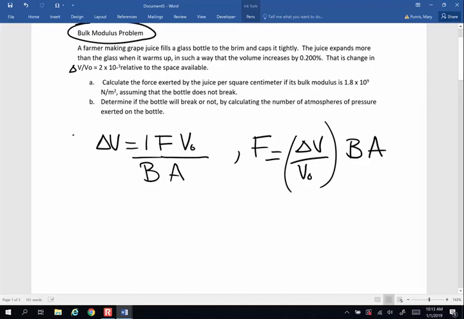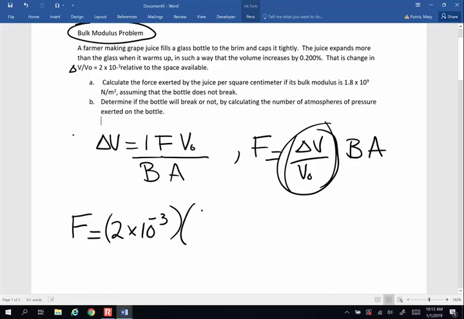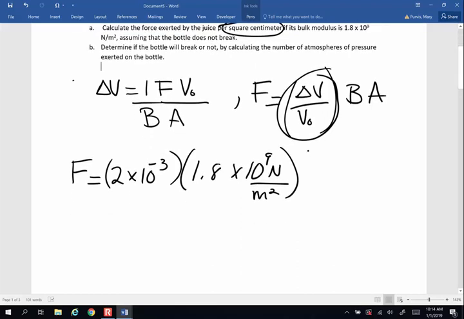So if I put my numbers in, here's what I've got. I have been told that the change in volume compared to original volume is 2 times 10 to the negative 3, that is a ratio, ratios are unitless, times the bulk modulus. In this situation, it's going to be 1.8 times 10 to the 9th newtons per square meter. And the question says this is per square centimeter. So I'm going to have to do a little math before I can just put the number of area right in here, because this is a force per square centimeter.